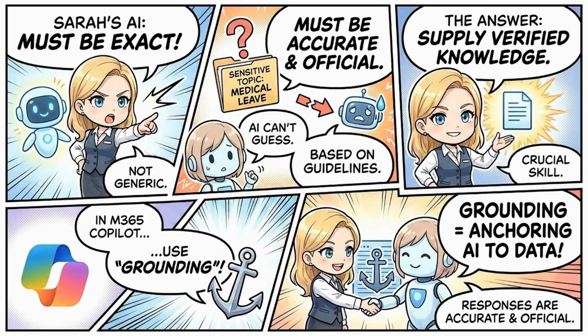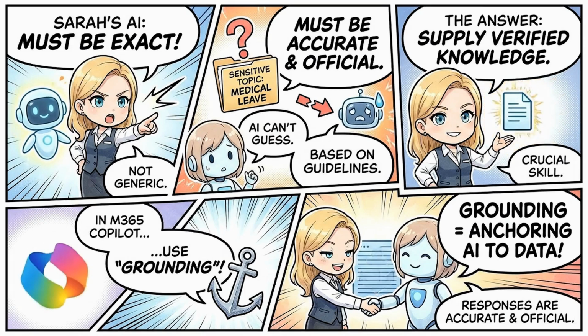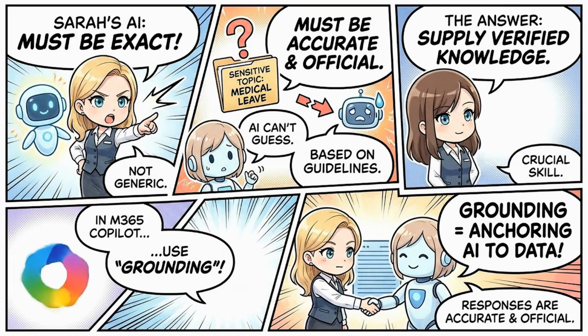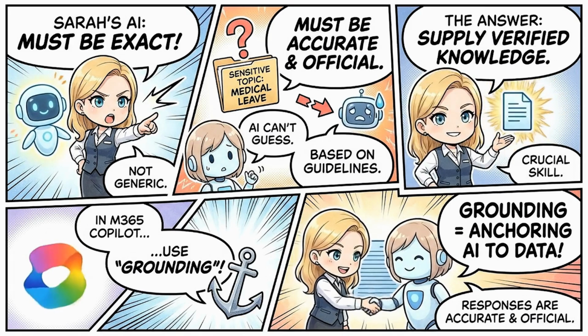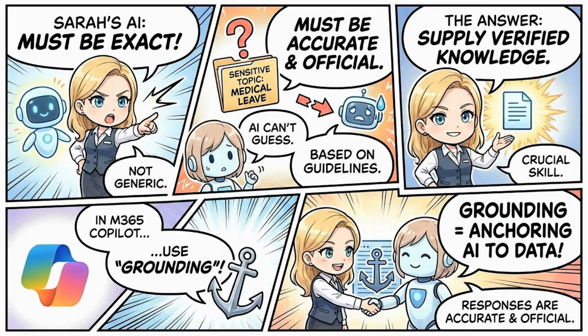In Microsoft 365 Copilot, giving an agent specific documents to read and reference is known as grounding. Grounding is the process of anchoring the AI's responses to a specific set of organizational data.